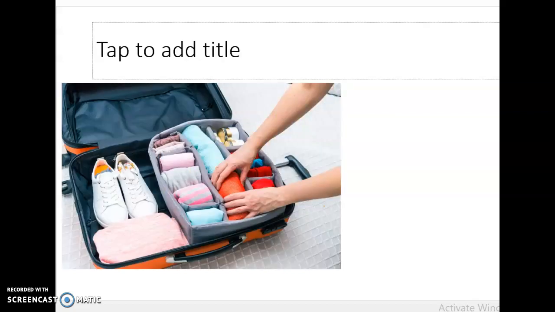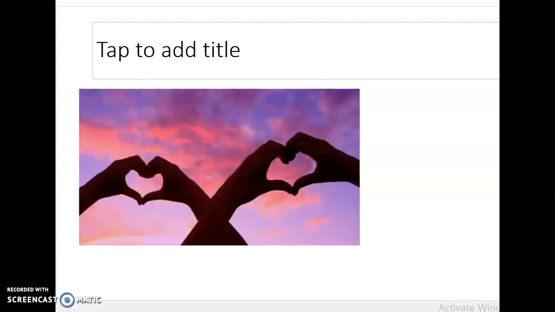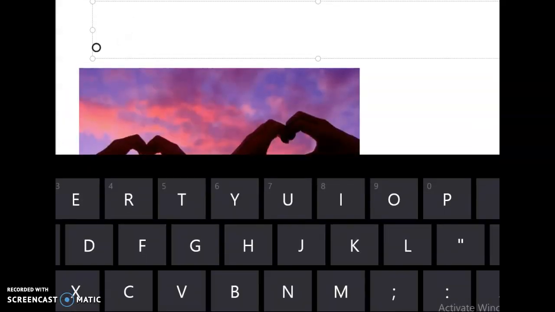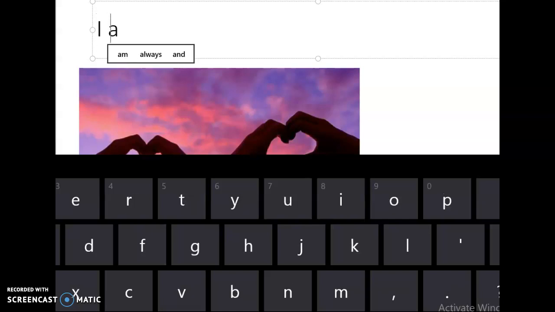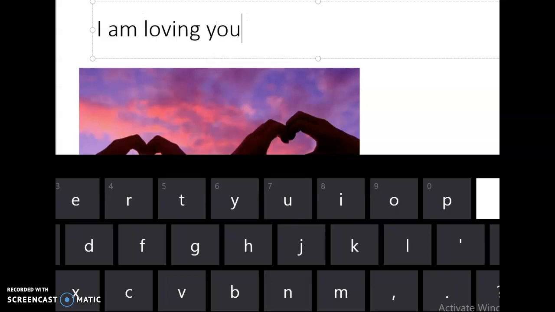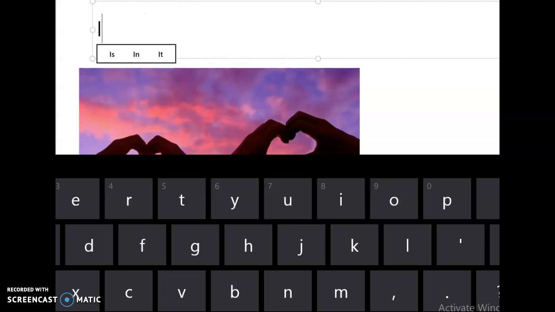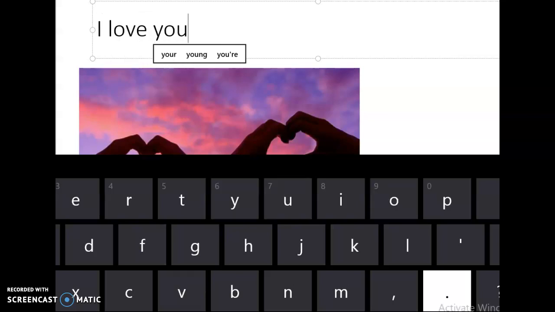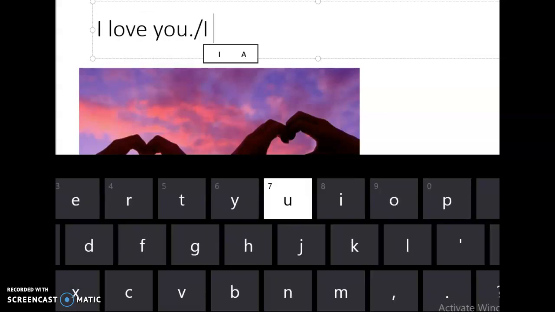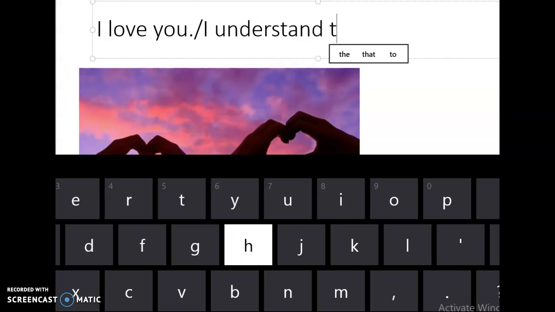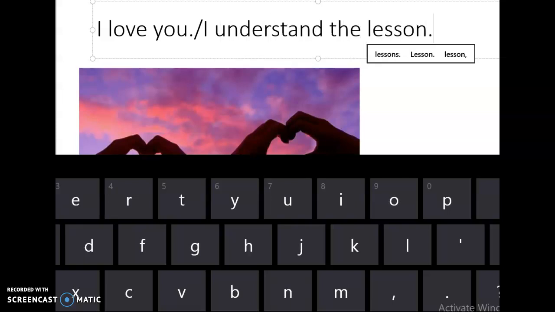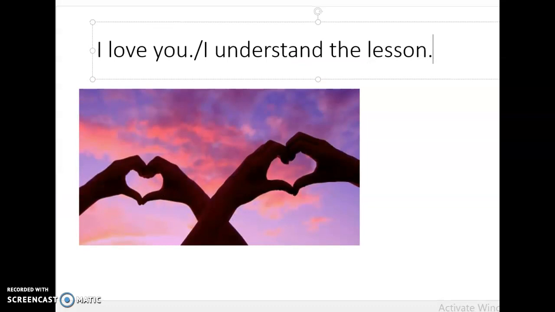Okay? Here, before. Everything that is in our heart, feelings, ideas in our mind, we cannot use them as present continuous verbs. For example, I cannot say I'm loving you. This is completely wrong because it's a feeling, it's not an action. I love you. Okay? I understand the lesson. Because understand is in our mind. We cannot add ing to it.